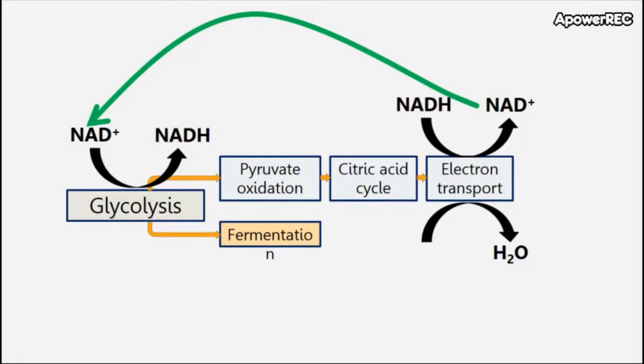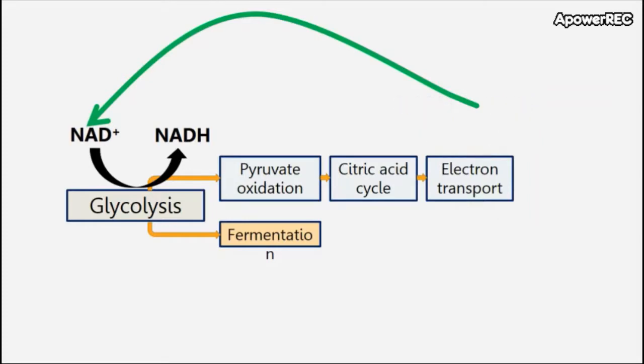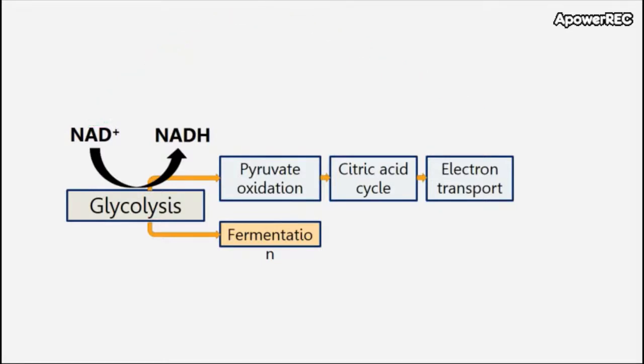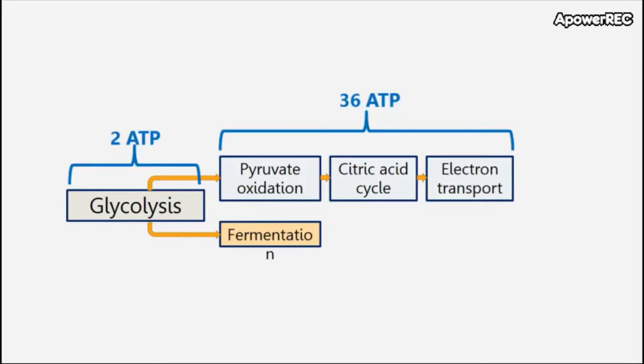So without any oxygen in cellular respiration, we don't capture those electrons, and therefore we cannot dispose of our electrons from our electron carriers in glycolysis and the citric acid cycle. And so therefore this regeneration process cannot occur. So cellular respiration is wonderful because we get 2 ATP from glycolysis, and we get 36 ATP from the rest of the process.